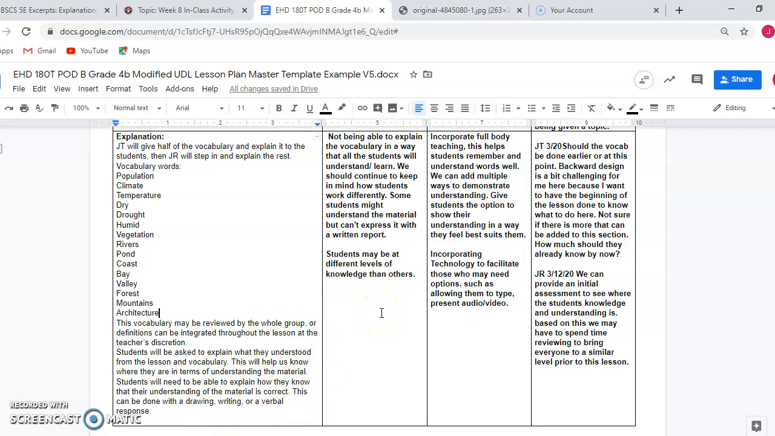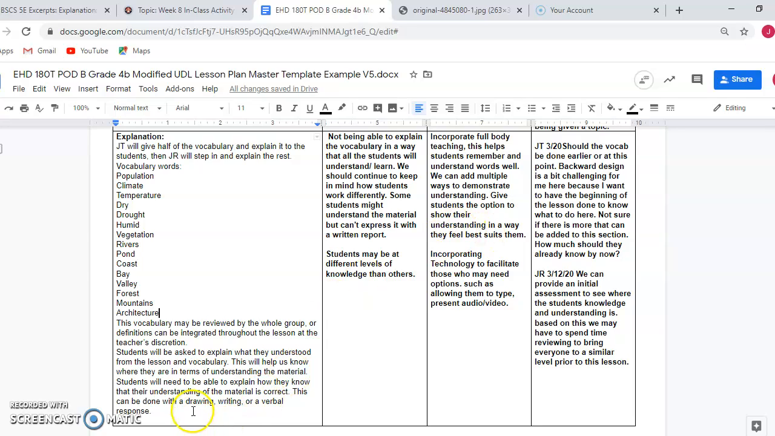So for our barriers, something we came up with is that some students may have some problems understanding how to express how they know it. So maybe, for example, they can express it with a written report. So maybe a student knows the material, but when they put it in writing, it doesn't seem like they do. So to make sure that us as teachers understand that they actually do know it, our solution is to give options.